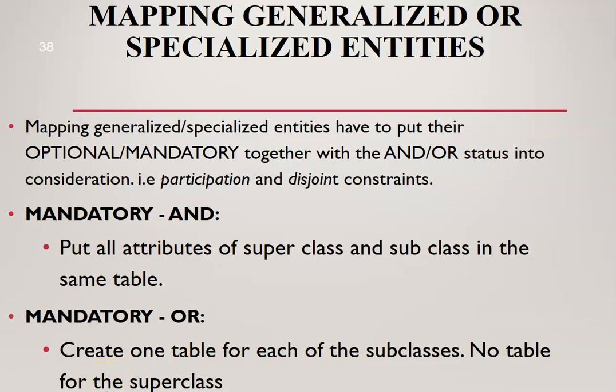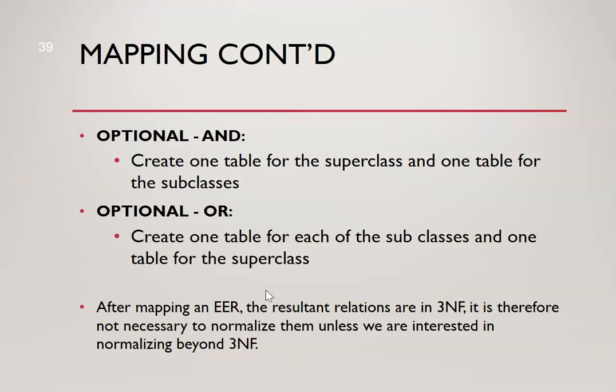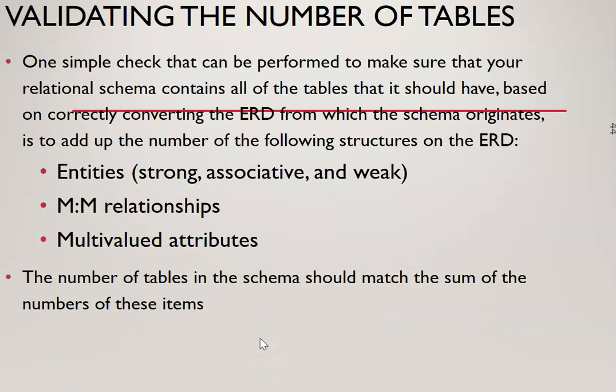For the optional and, you create one table of the superclass and one table that joins all the subclasses. And then for the optional or, you create a table for each. For the optional and, you create one table for the superclass and one table for the subclasses. That is for the optional and. And then for the optional or, a table for each. So let's go and demonstrate this.